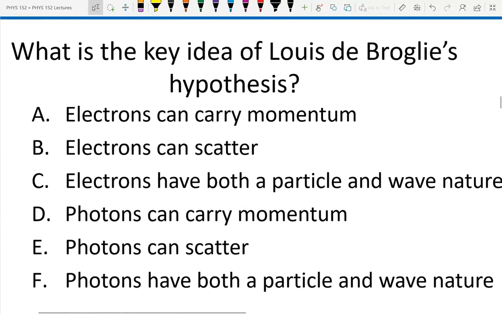Now, once again, this is super important. You can answer approximately now. What is the key idea of Louis de Broglie's hypothesis?